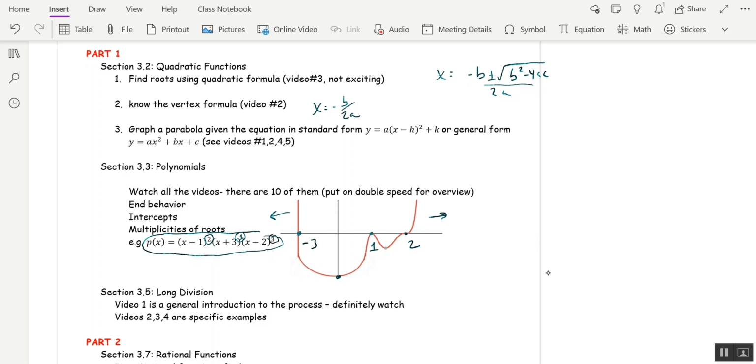Now, why do we care? The multiplicity tells you whether the graph is going to cross the x-axis at the root or bounce back. If it's an odd multiplicity, like 1 and 3, you're going to cross. So we see the graph crosses here, and then over here, the graph crosses. But if it's an even multiplicity, like 2, the graph is going to bounce back. So that's what you're seeing there. It stays on one side of the x-axis.